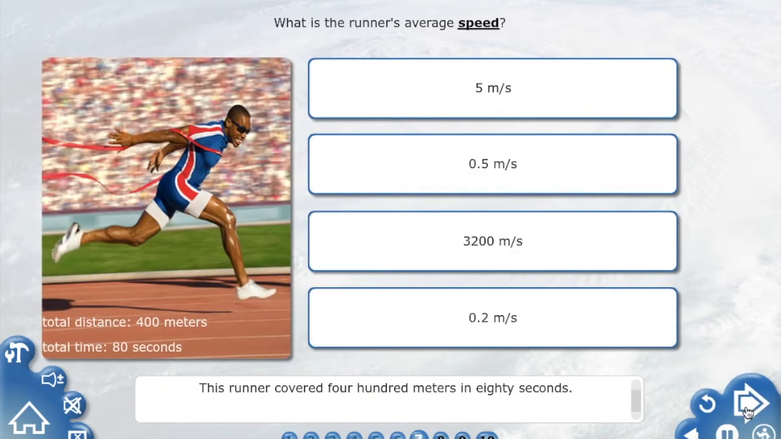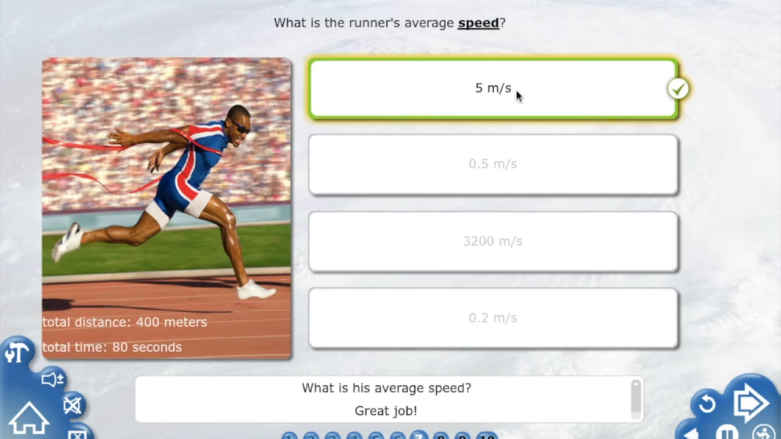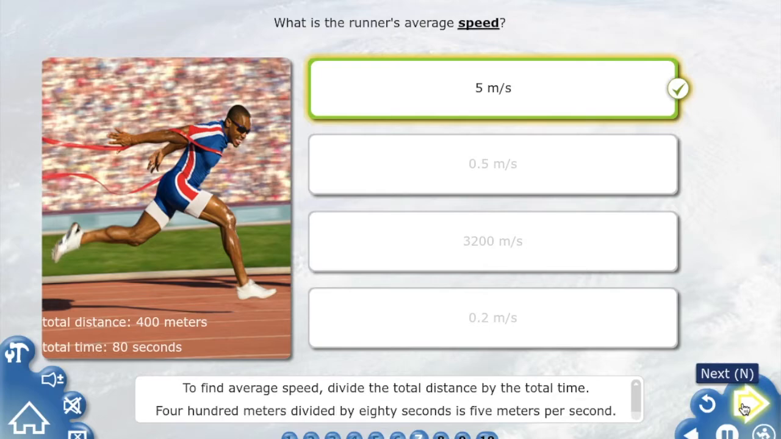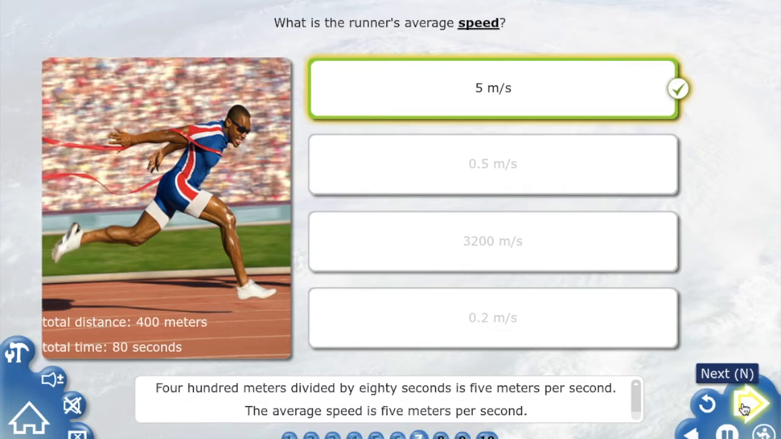This runner covered 400 meters in 80 seconds. What is his average speed? Great job! To find average speed, divide the total distance by the total time. 400 meters divided by 80 seconds is 5 meters per second. The average speed is 5 meters per second.